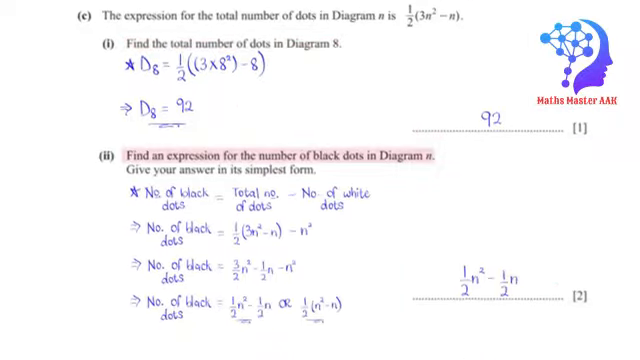Find an expression for the number of black dots in diagram n. Give your answer in its simplest form. The number of black dots is equal to the total number of dots minus the number of white dots. We know that the total number of dots is half of 3n squared minus n, and we found the number of white dots as n squared. When we expand the brackets, half times 3n squared is 3/2 n squared. Half times negative n is negative half n. 3/2 n squared minus n squared is half n squared. And so for our final answer, we have half n squared minus half n.